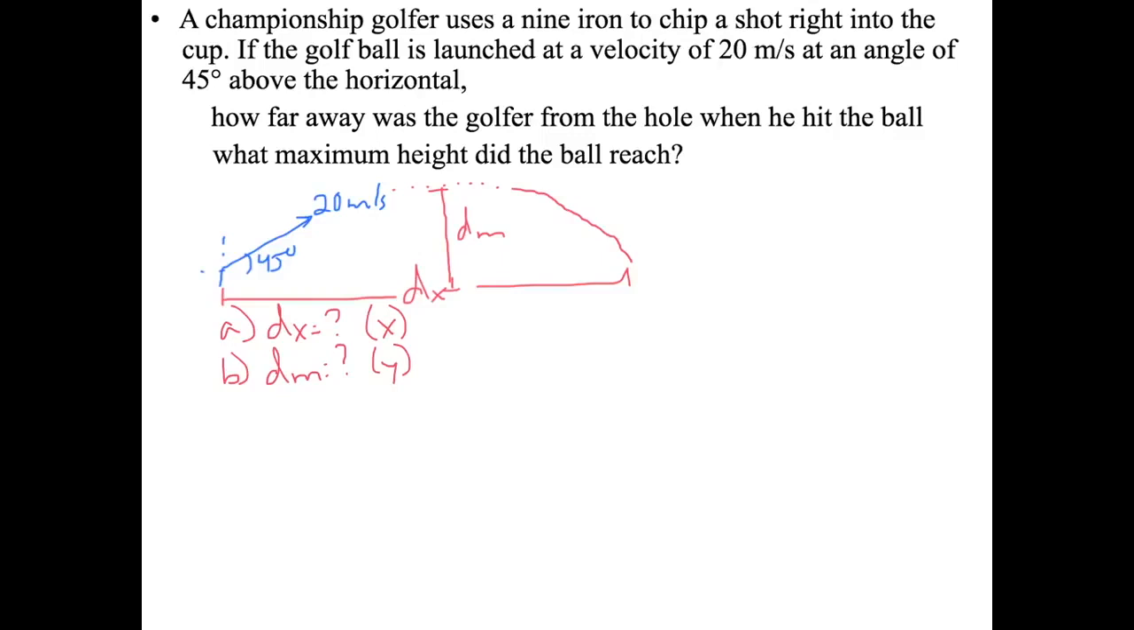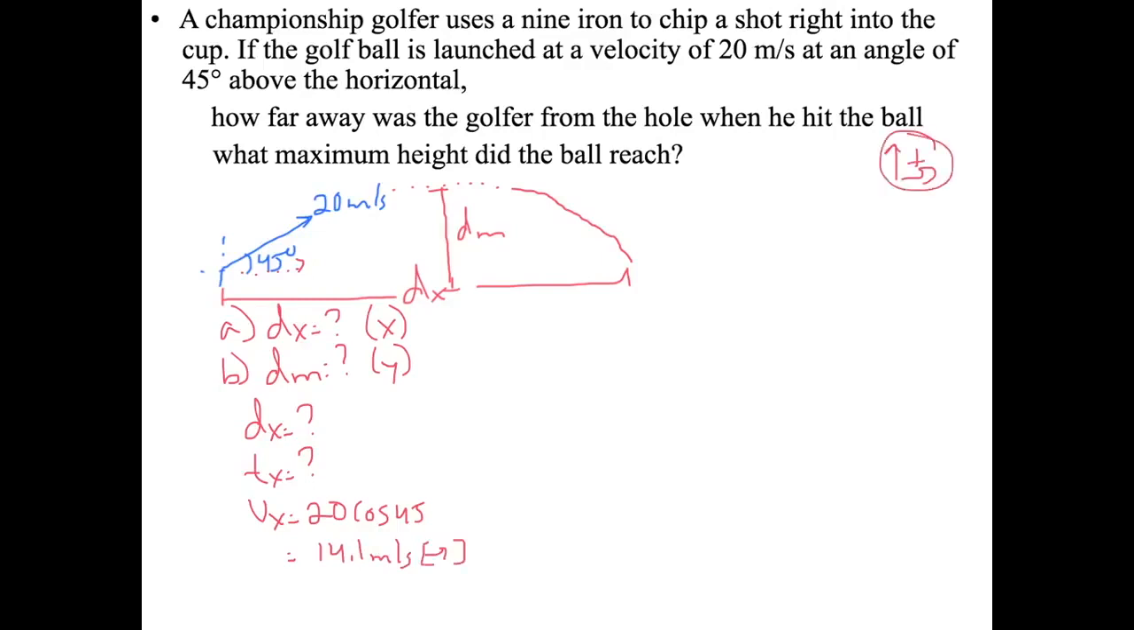Okay, now A is looking for dx. So dx is our question. Tx, we don't know, but we do know Vx. Vx is going to be the horizontal component of our vector. So it's going to be 20 cos 45, which equals 14.1 meters per second. And don't forget, positive.